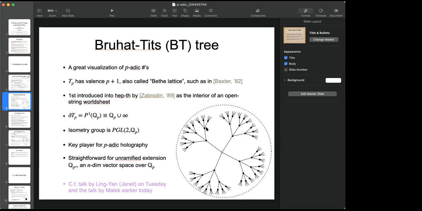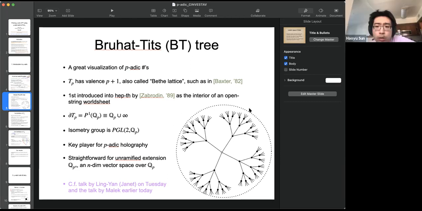It is a non-compact space, but we can identify the asymptotic boundary as the projective line over Q sub p. And the isometry group is PGL2(Q_p). It will be the key player in p-adic holography.